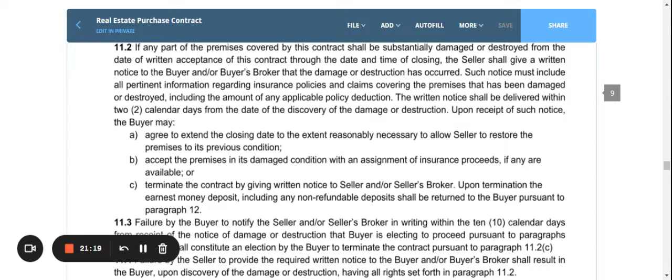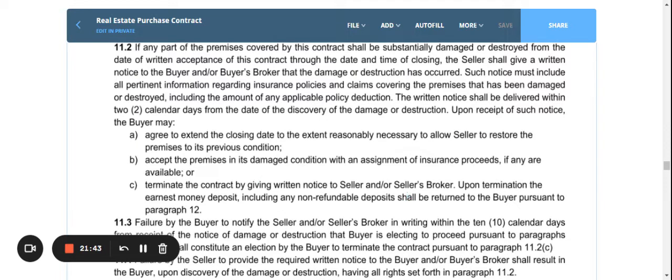So you can either agree to extend the contract, agree to extend to a closing date, and once they can get that fixed, you can either accept the premises, and once you accept it as is, you can't then go back and say, "Hey, I need you to fix this," because you decided to accept it. Or you can terminate the contract.